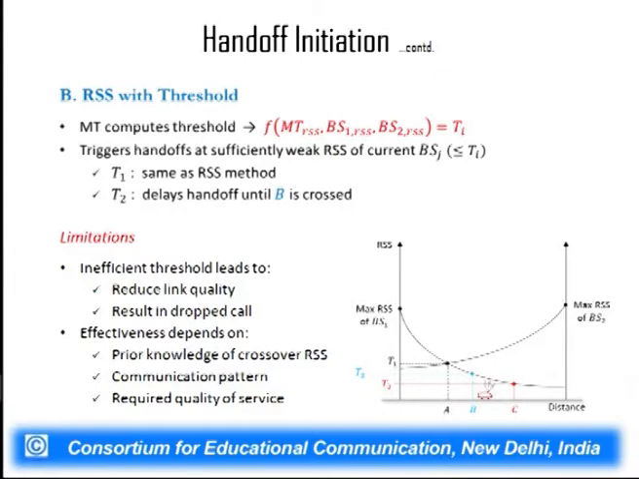Okay. So, our aim is to effectively design a threshold function that can depend upon some prior knowledge of the crossover RSS, and what else? It can be the communication pattern of the mobile terminal, how frequently it is communicating, or the type of service it desires to take. Okay. Even the tolerable level of the mobile terminal itself. The knowledge of all these parameters is very essential to design a threshold function.